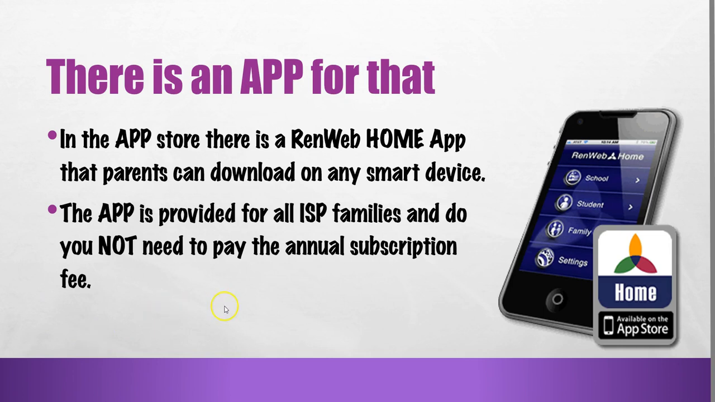And we've paid for the subscription for all our ISP families, so you do not need to pay the $4.99 subscription fee as long as you put in the ISP-PA in the district code when you go to access it. You do need to have set up your account with the RenWeb ParentsWeb first through the web page, as I showed you earlier at the start of this tutorial. You cannot set up your user ID in the app itself, so please make sure to go to a web page and do that before you try to access the ParentsWeb Home app.